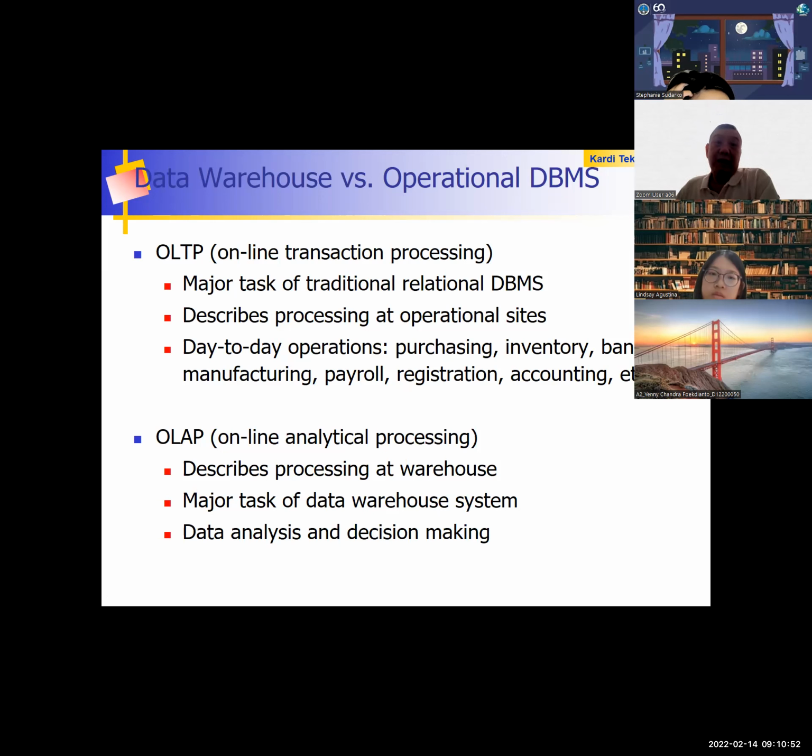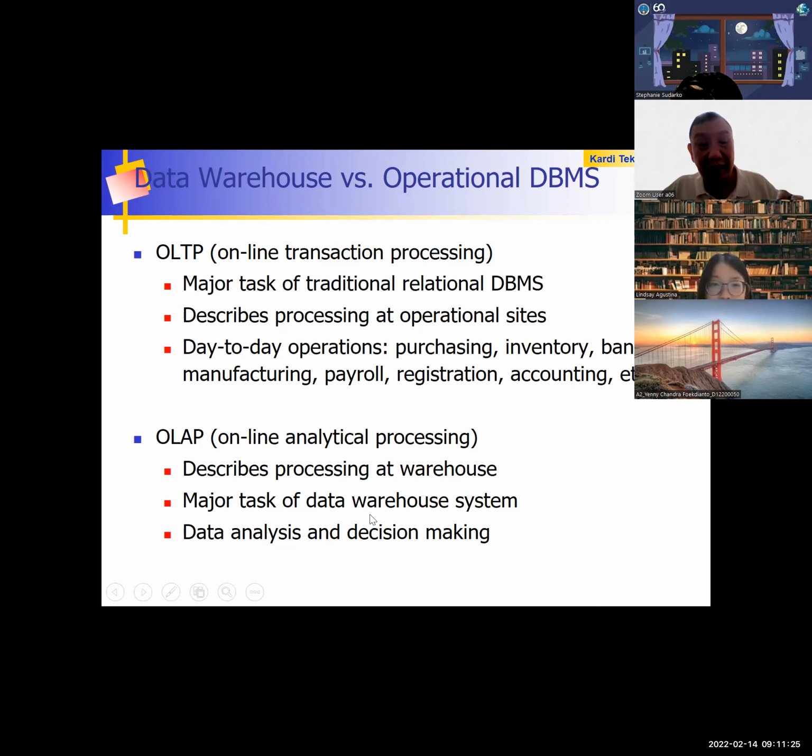So now I want to contrast the data warehouse and the operational database. The operational database is called OLTP, or online transaction processing. This is basically the traditional relational database. It describes the processing at the operational site, for example point of sales, purchase, inventory, banking, manufacturing, payroll, and so on. Accounting also.